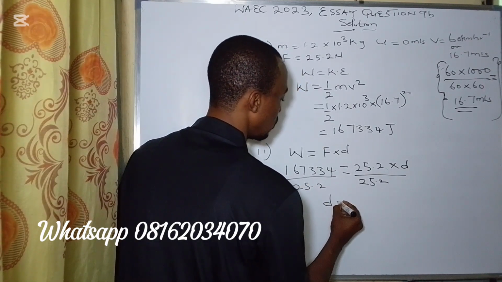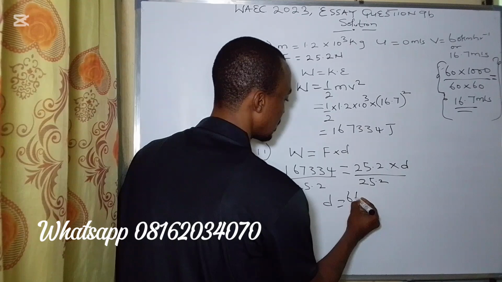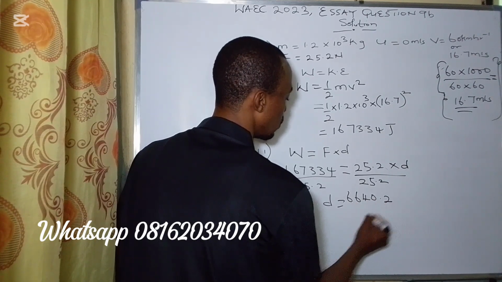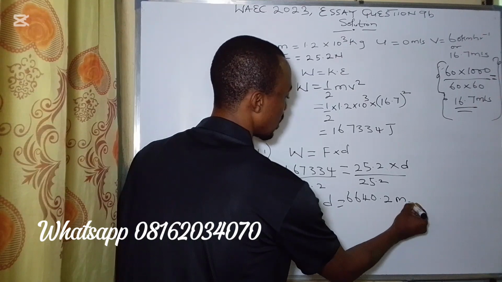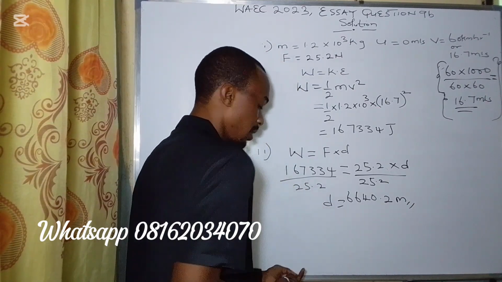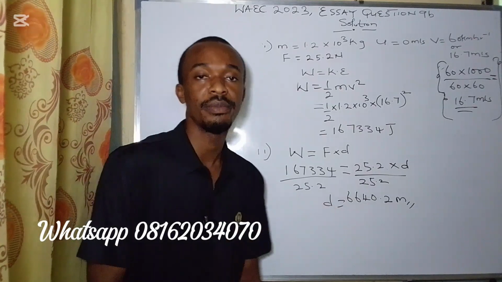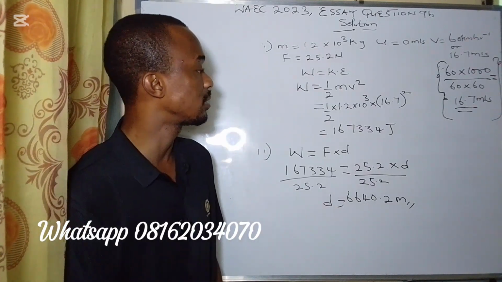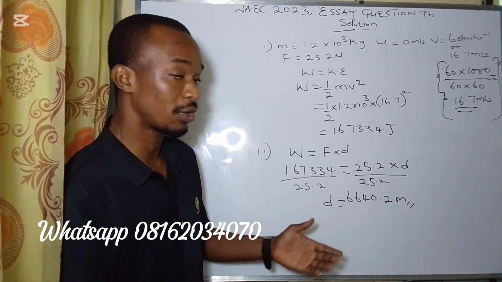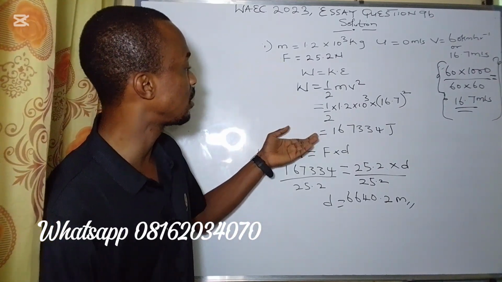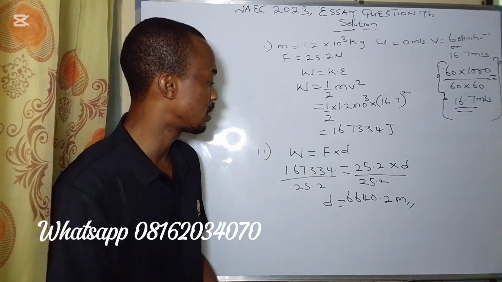So my D should be equal to 6640.2. This will be in meters. You can use your calculator to check if I'm right or wrong. But from what I have, I believe I'm correct. So you can also check, because I told you earlier, I don't have a calculator. So this is how to calculate the work done, and this is how to calculate the distance traveled.